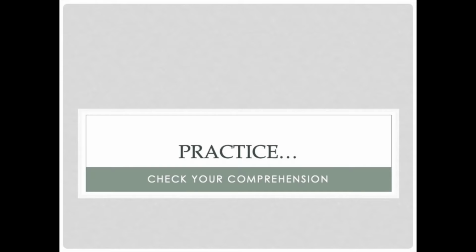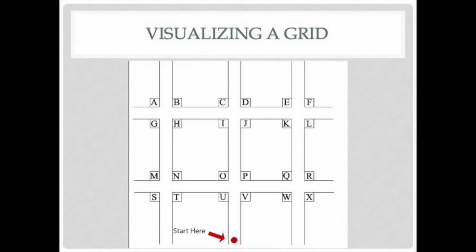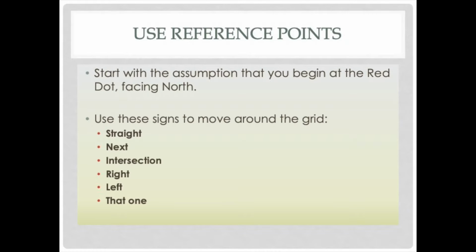Now, let's apply the same principle to a grid map. Start with the assumption that you begin at the red dot facing north. I will use these signs to move around the grid. Check your comprehension and follow along.